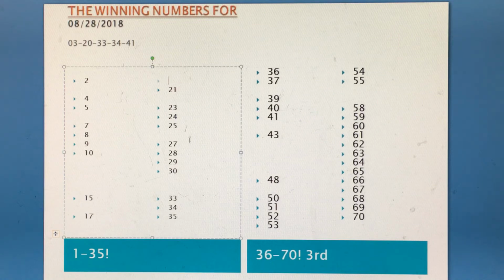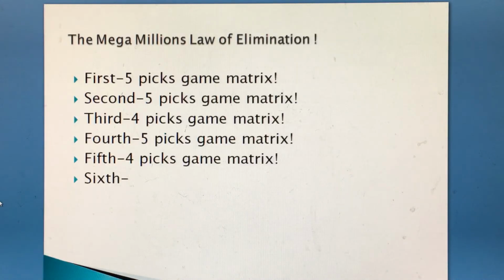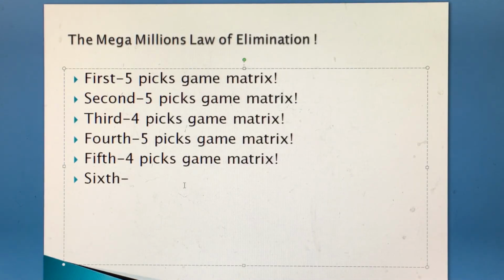And the 3rd combination. The 4th combination. And the 5th combination. Okay. See how effective it is? We have four picks from the game matrix. So anywhere around 4 and 5, you're good.